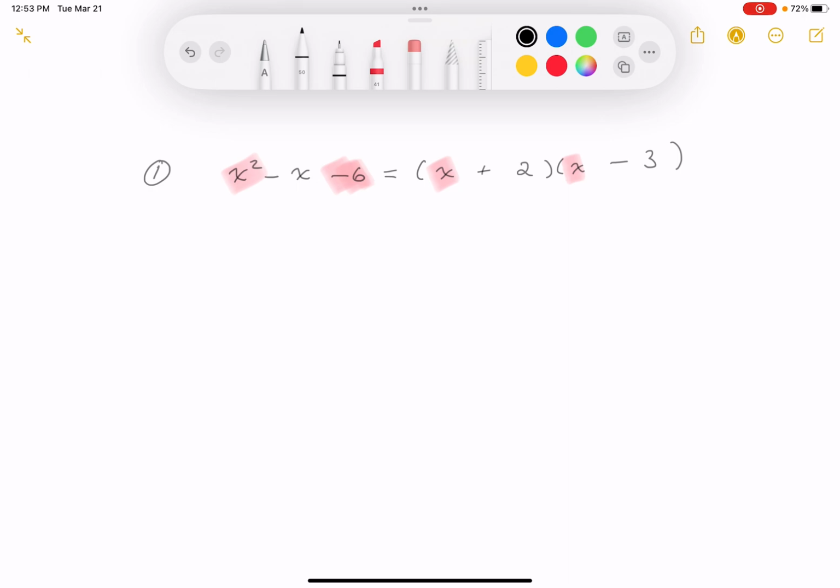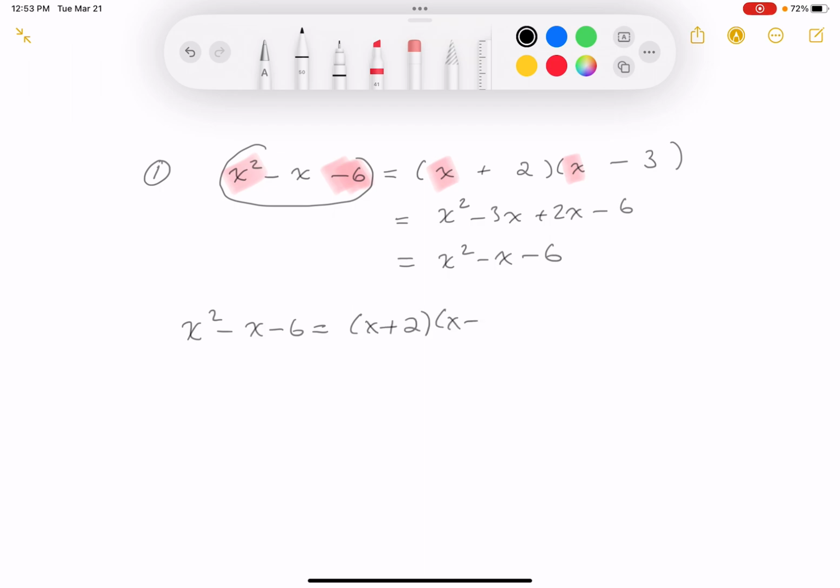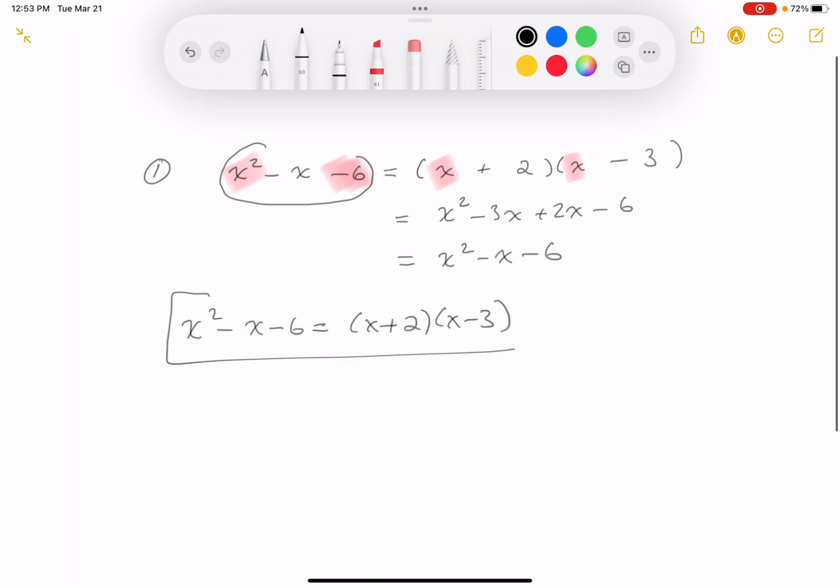Now this is what's known as trial and error. Trial and error means you're going to try it, see if it works. Well, x times x is x squared. Then you get minus 3x. You get 2x. And then you get minus 6. I'm using the distributive property of multiplication to get that. What does that give you? X squared minus x minus 6. It's the same thing we have over here. So the factorization of x squared minus x minus 6 equals x plus 2 times x minus 3. All right? So I'm going to say that's done.